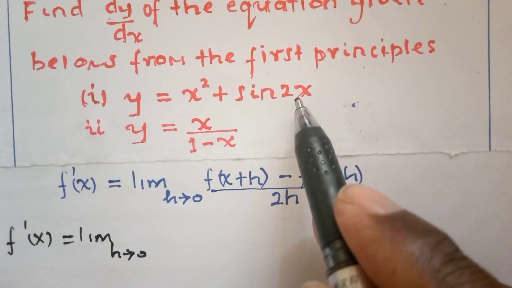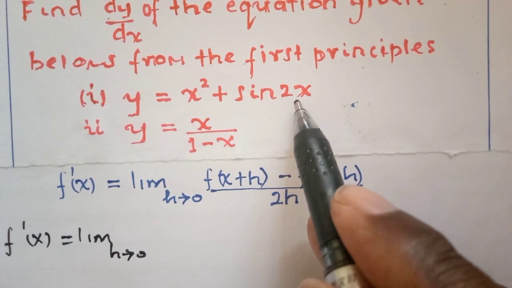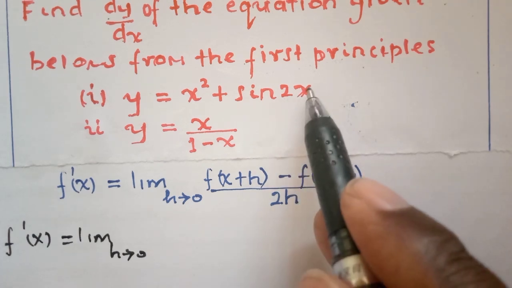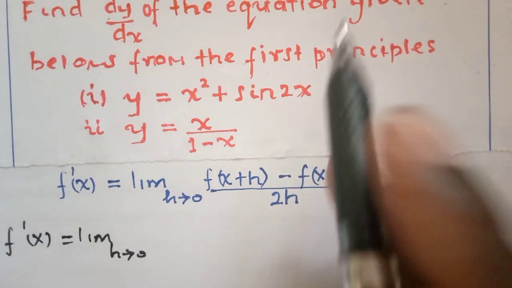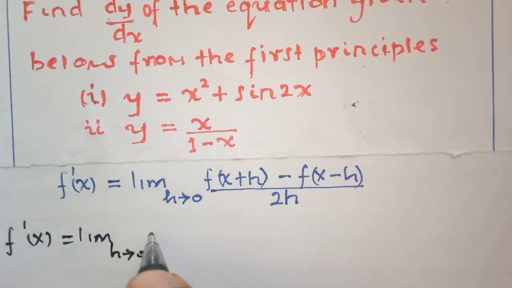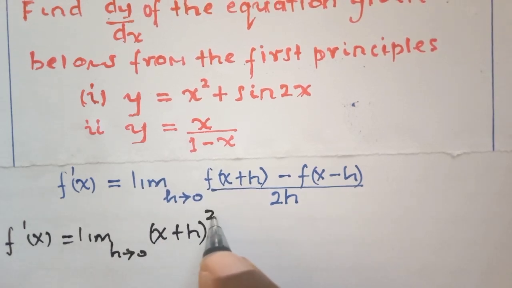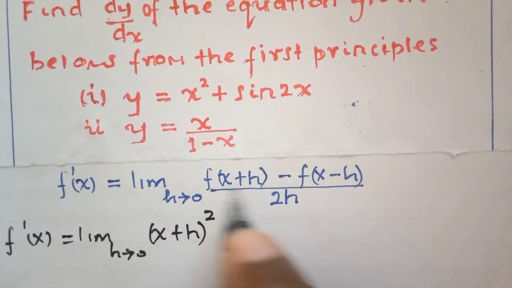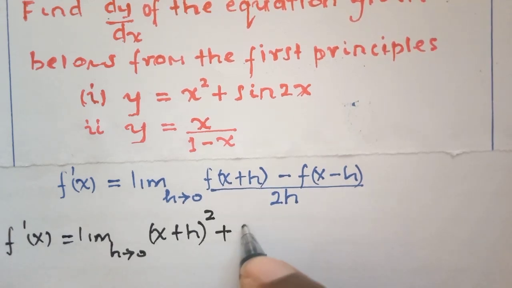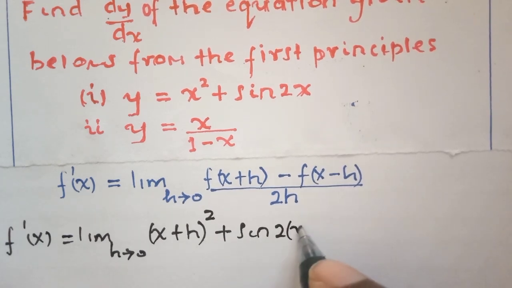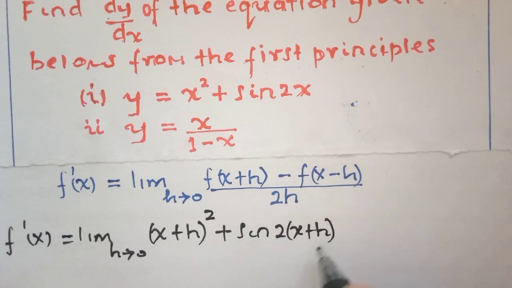The same case with here. Guys, we are not saying 2x plus h. We are saying 2 into bracket x plus h. So this one will be like this guys, x plus h like that, squared is the first one we are going through, then plus sine 2(x plus h) like that.